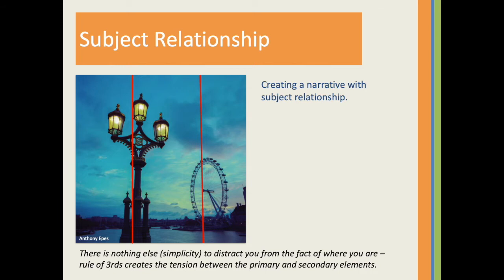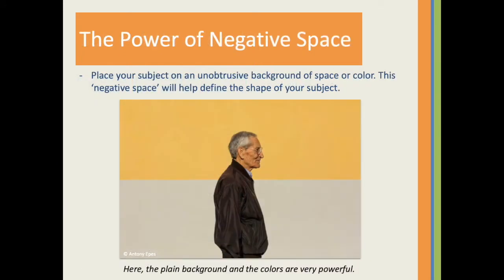So really, rule of thirds, balancing elements, and subject relationship are three rules of composition that really work well together. The power of negative space. I really like this technique. The aim is to place your subject on an unobtrusive background of space or color. This negative space will help define the shape of your main subject, and it makes your main subject stand out or pop out of the image.